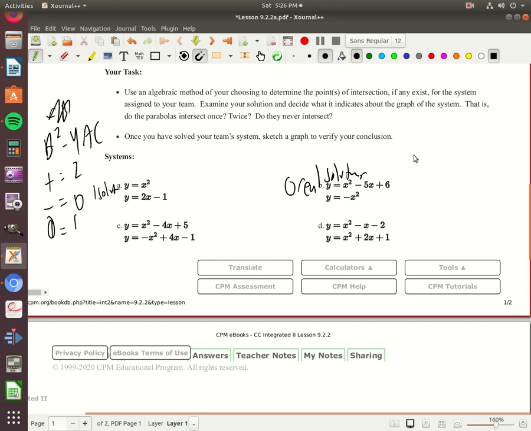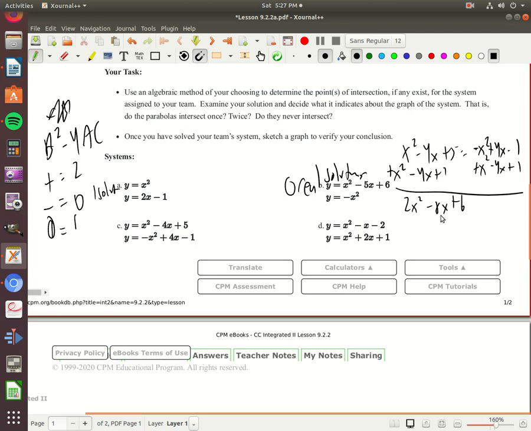I go here. x squared minus 4x plus 5 equals negative x squared plus 4x minus 1. I'll add x squared minus 4x and add 1. You can see I get 2x squared minus 8x plus 6.